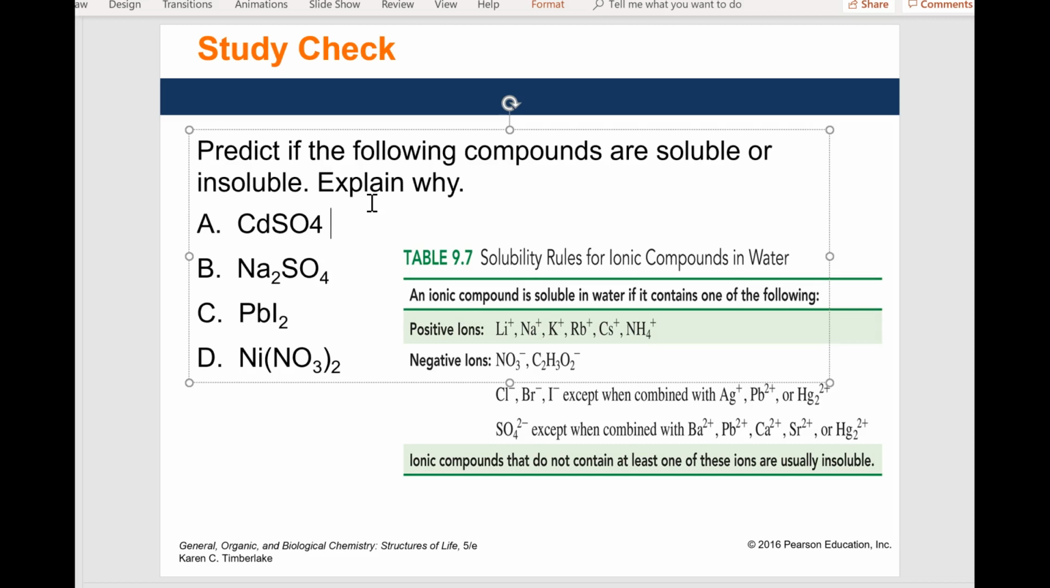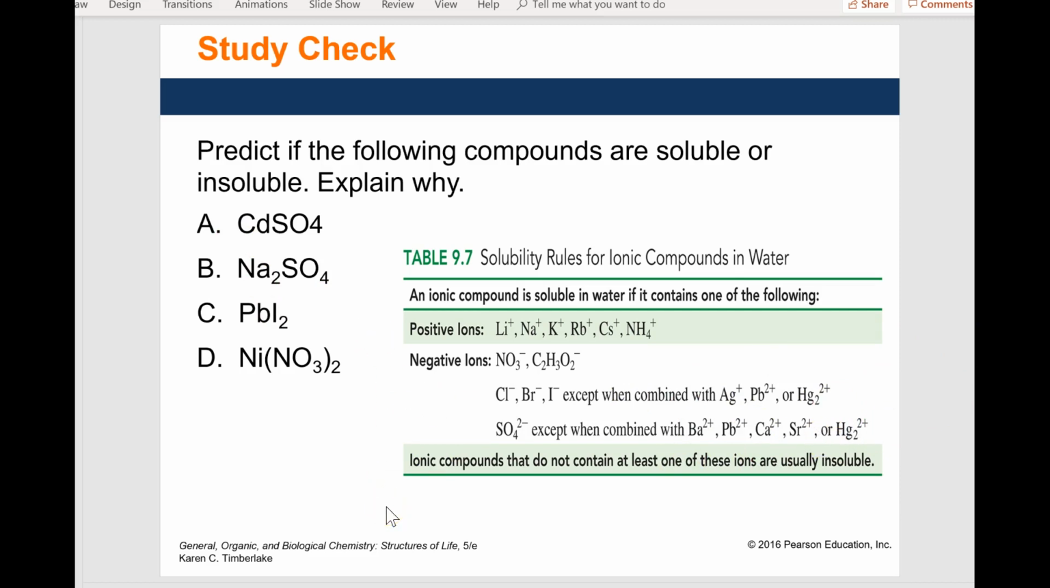By the way, cadmium sulfate is also soluble. Your book doesn't contain this line here. Usually it has sulfur as well, but your book doesn't have it, so it's okay. So cadmium sulfate is going to be soluble. Why? Because the sulfate is generally soluble and it's not paired with any of these exceptions. Good. What about sodium sulfate? Soluble as well, same reasoning. Sulfate is generally soluble and sodium is none of these exceptions.